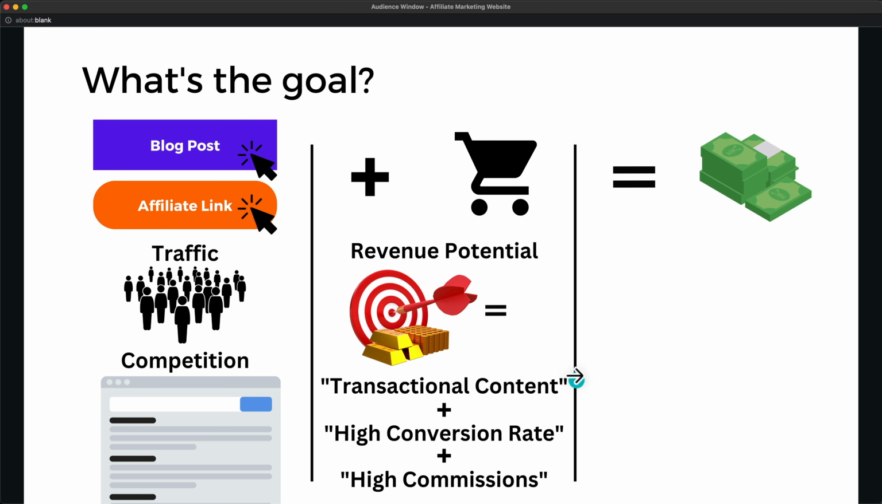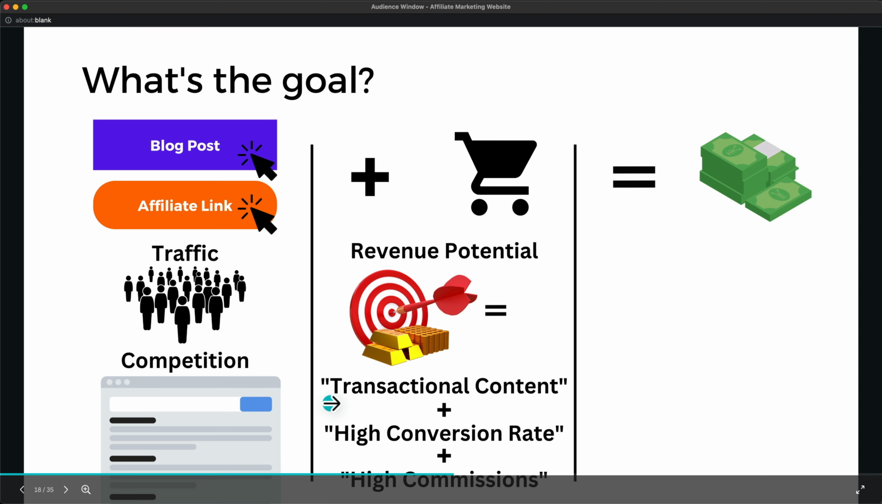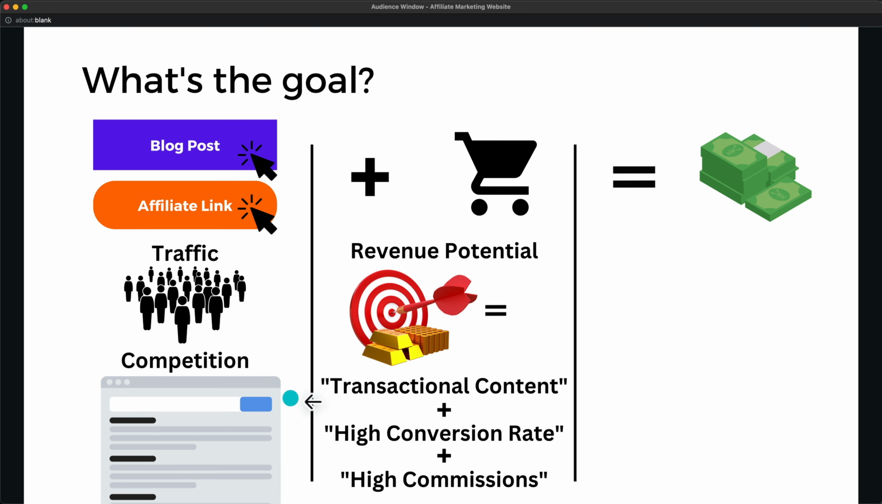So the first thing, and this is one of the most important things, is you want to publish transactional content, meaning you don't want to just publish something, I don't know, ideas for creating something weird.